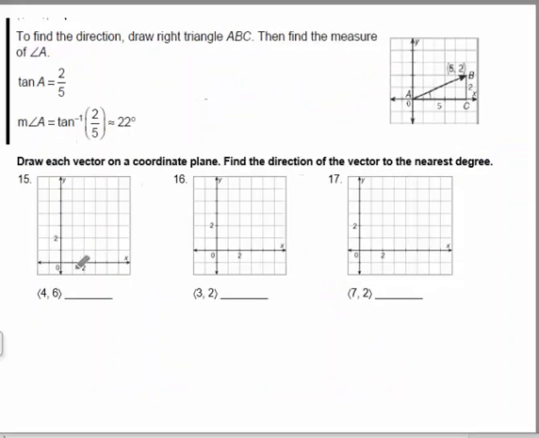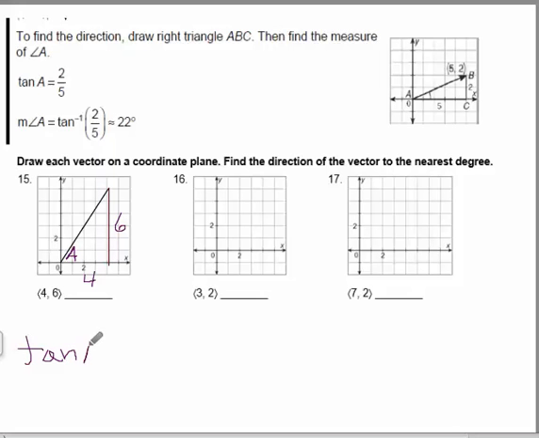So first we're going to draw the vector, and then we'll find that missing part. <4, 6>. So we have to start at (0, 0), and we have to go over 4 on the horizontal and up 6. 2, 3, 4, 5, 6. 1, 2, 3, 4. I think it's right about there. And we're really looking for this angle in here. We could make a right triangle by drawing a line straight down. And we're looking for that angle. We know that the opposite side is 6, and we know that the adjacent side is 4.